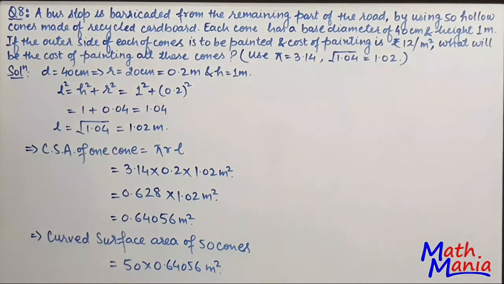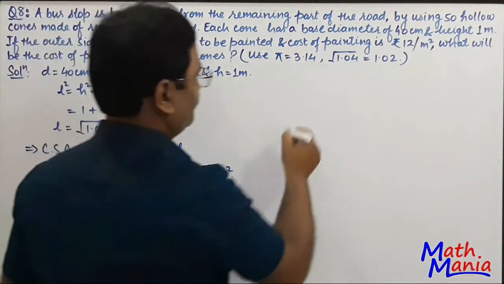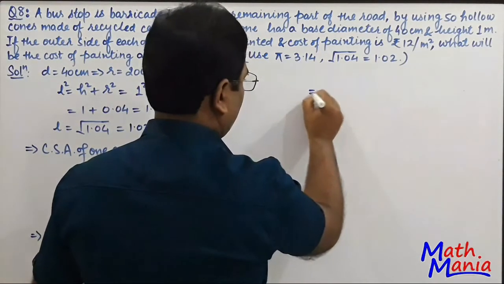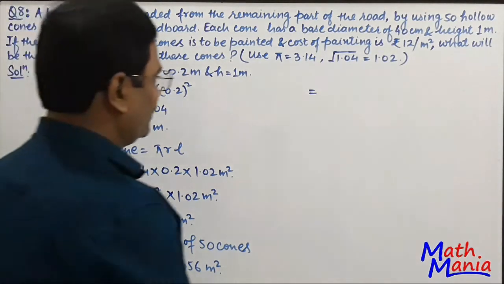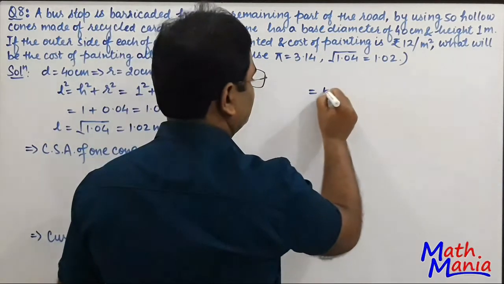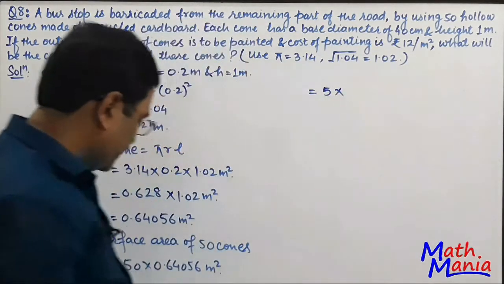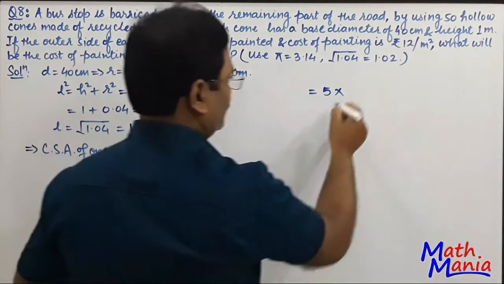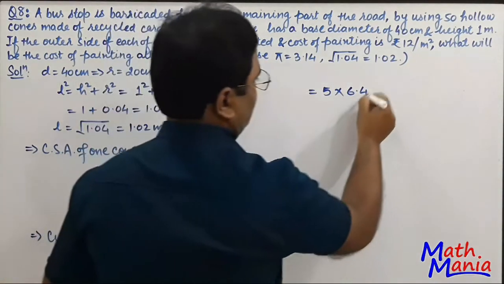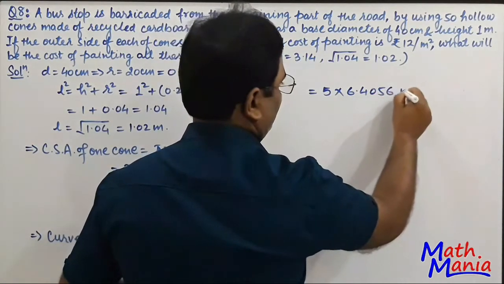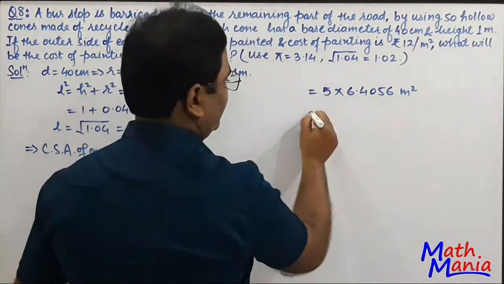Now we have to multiply it. This will be equals to 5 multiplied by 6.4056 meter square. Now multiply it by 5.